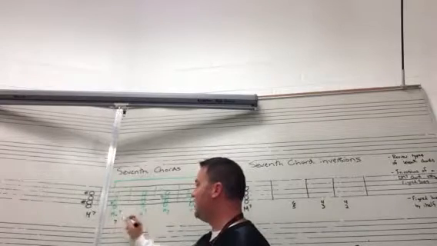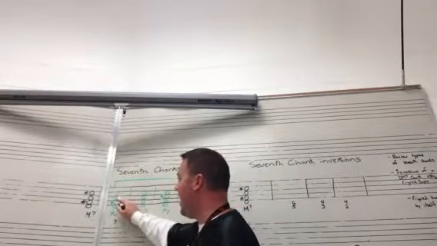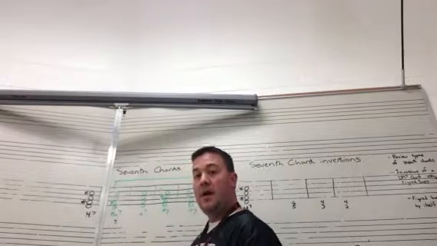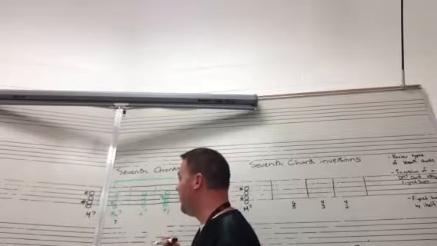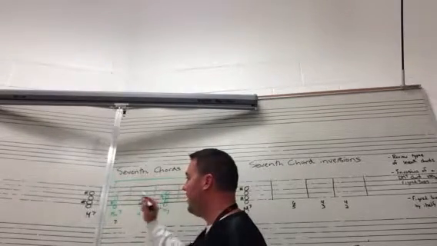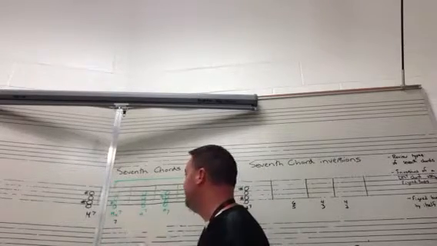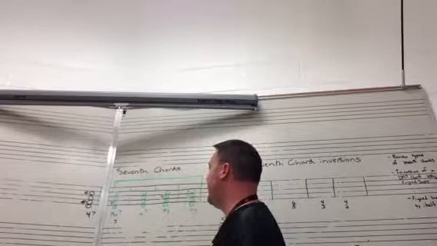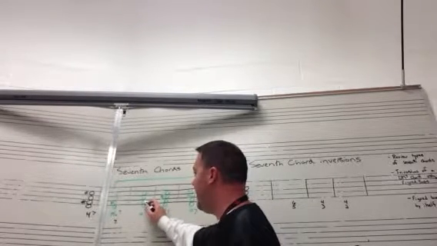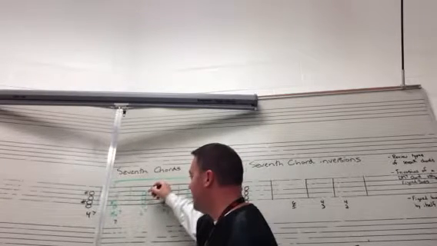A major minor seventh chord, notated with just the 7, is a major triad, D, F sharp, A, and then a minor seventh interval, which is D up to C natural. That again creates the major minor seventh, notated with just a 7 here. A minor seventh chord is a minor triad, D, F, A, and a minor seventh interval, D up to C natural.